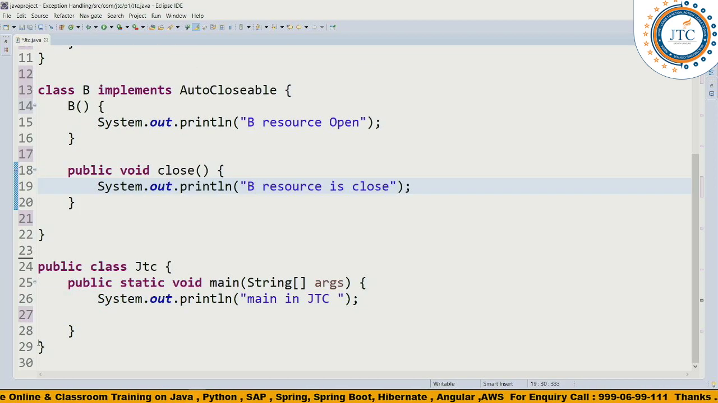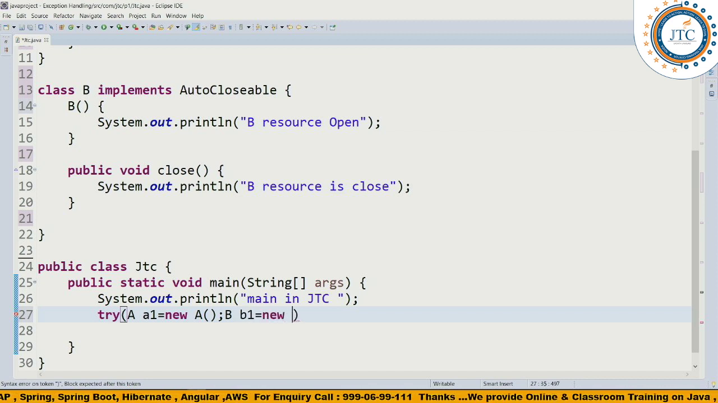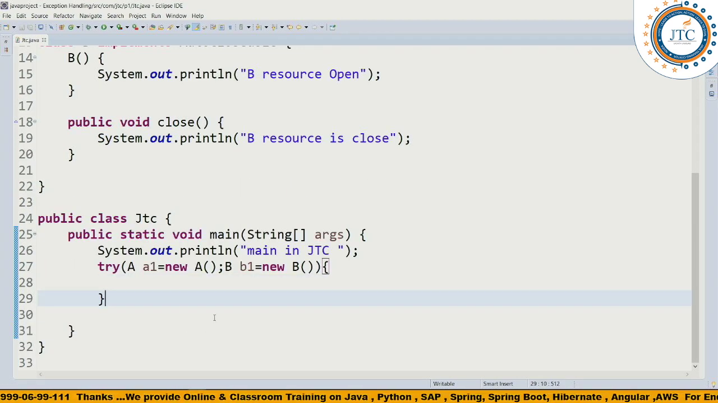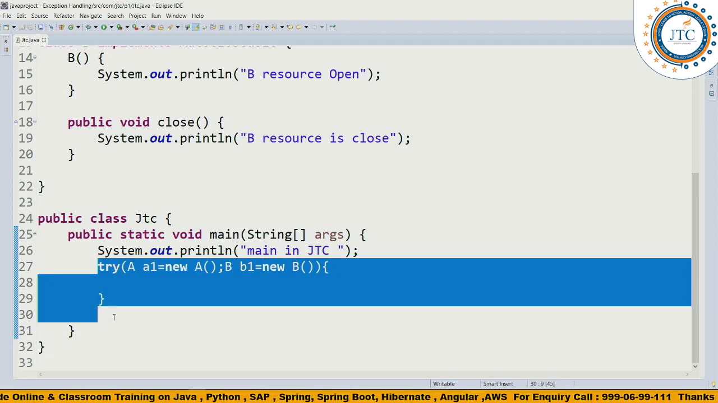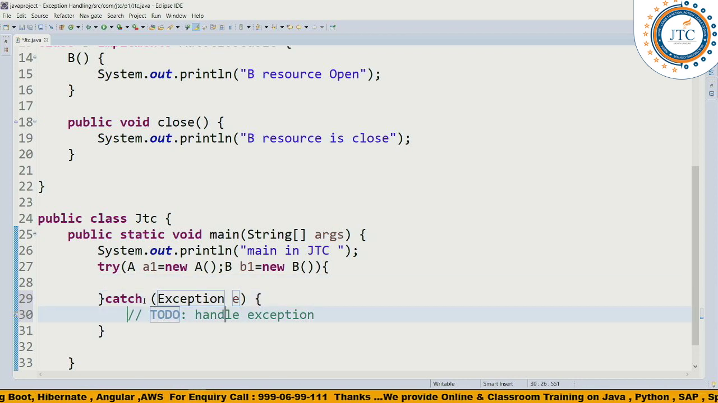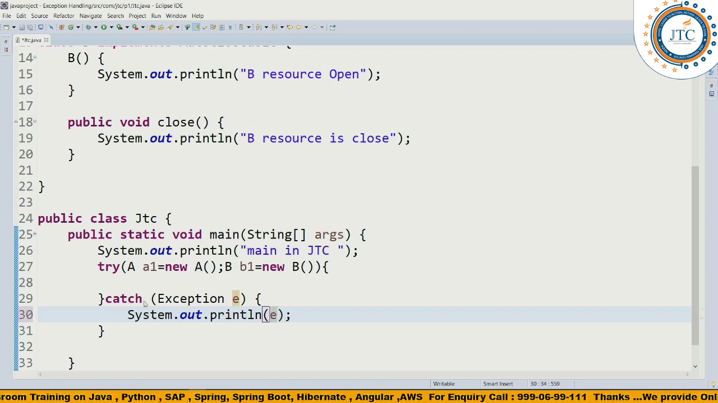Now I want to use all these resources. So I'll write try, and inside it, A a1 = new A(), B b1 = new B(). I'm sure you are looking at a different sort of syntax, isn't it? Then I'm writing the catch block, and inside this catch block, Exception e, and I'm printing e.